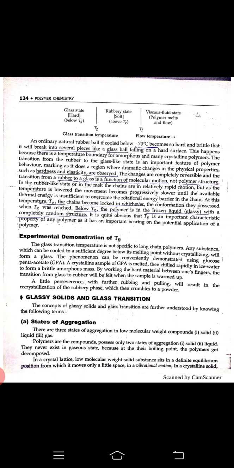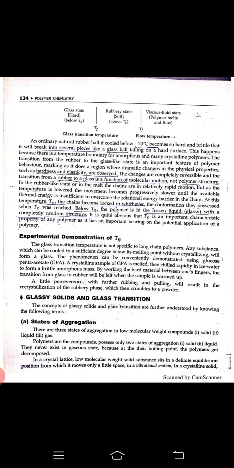By working the hard material between the fingers, the transition from glass to rubber will be felt when the sample is warmed up. With a little perseverance, further rubbing and pulling will result in the crystallization of the rubbery phase, which then crumbles to a powder. Glassy solids and glass transition.